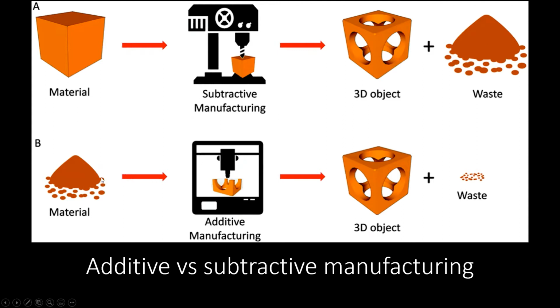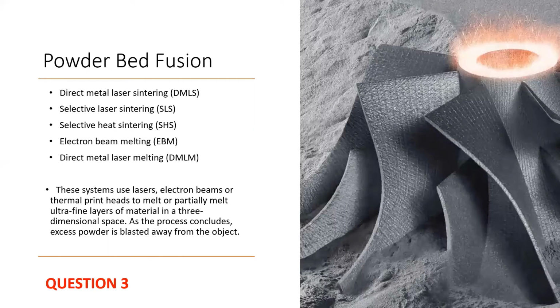Additive manufacturing is really the reverse of that. You're starting with small material, and you're building it up layer by layer by layer to create the same type of object. And then the waste in the end is relatively small. So these are really the two concepts as you create different shapes within a manufacturing environment. So here's question 3, but really it's talking about the additive manufacturing process. What's another name for additive manufacturing? And the answer is 3D printing.